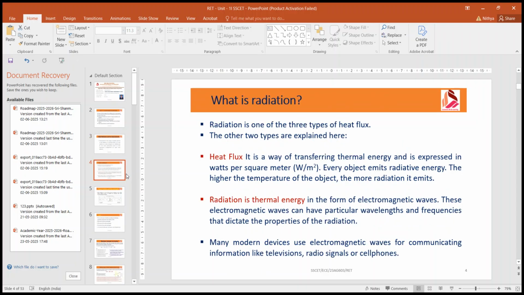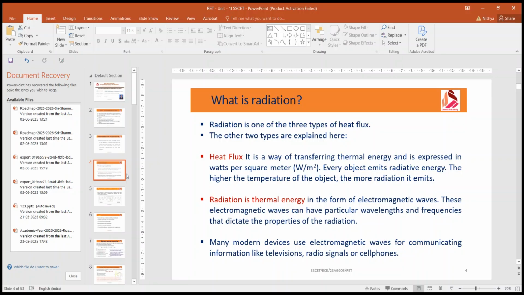So generally, what is the meaning of radiation? All of us know. Radiation is one of the three types of heat fluxes. One is the heat flux, and another is radiation as thermal energy. The heat flux is nothing but the way of transferring thermal energy, and it is expressed in watts per square meter.